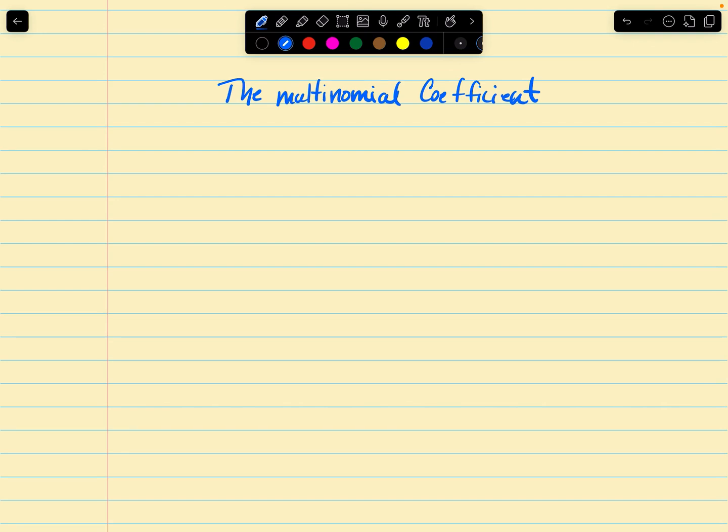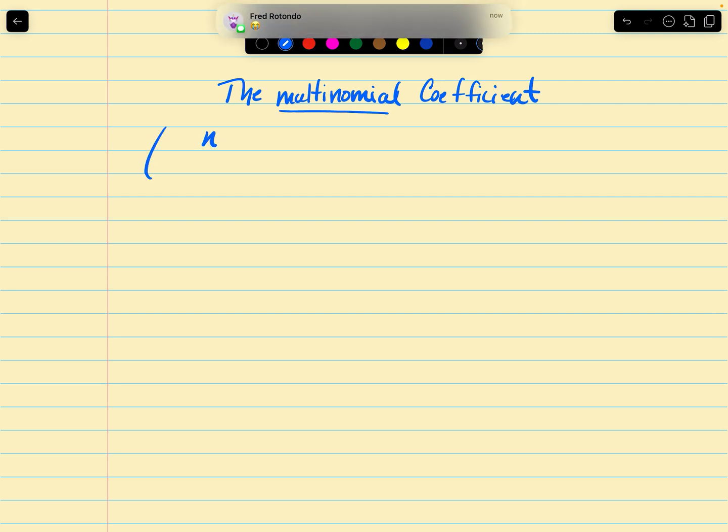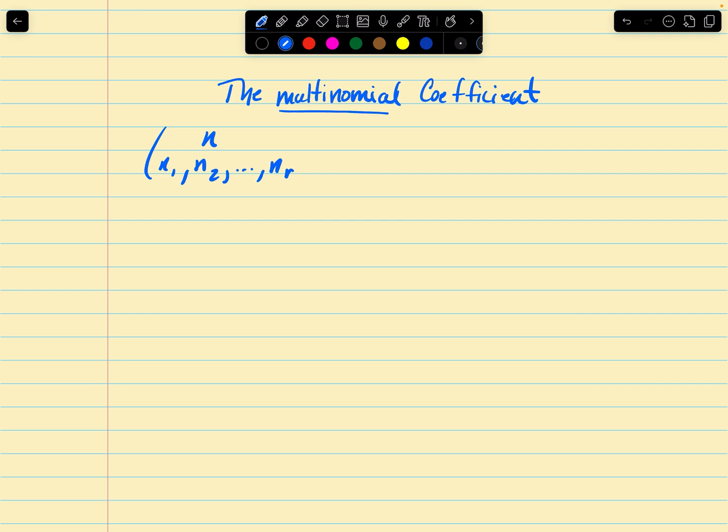coefficient and proved it by induction. And now we want to talk about the multinomial coefficient, which notationally looks like this. N choose N1, choose N2, and so forth up to N choose R. Okay, so this is the notation we're going to use. Let's talk about what it's going to mean. But first, let's set it up.